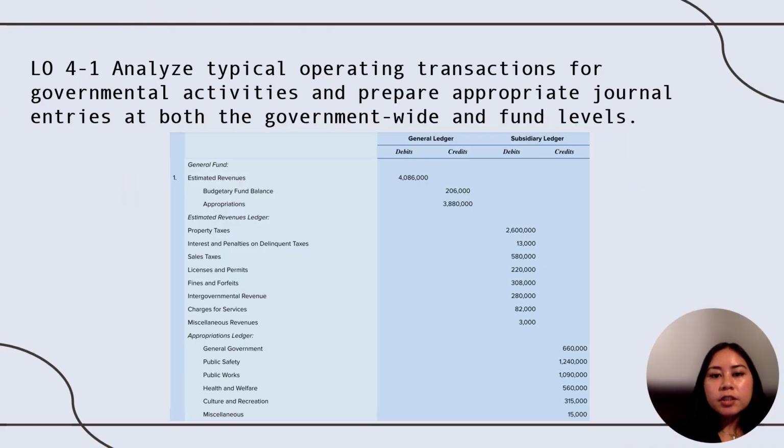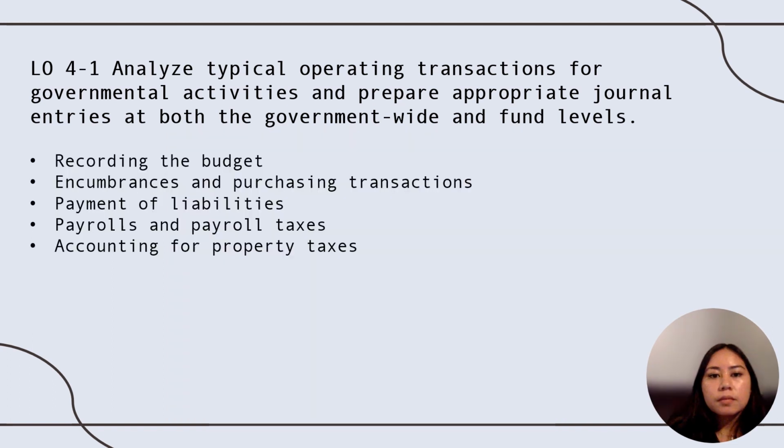The first learning objective is to analyze typical operating transactions for governmental activities and prepare appropriate journal entries at both the government-wide and fund levels. Now I'll discuss typical journal entries. First is recording the budget.